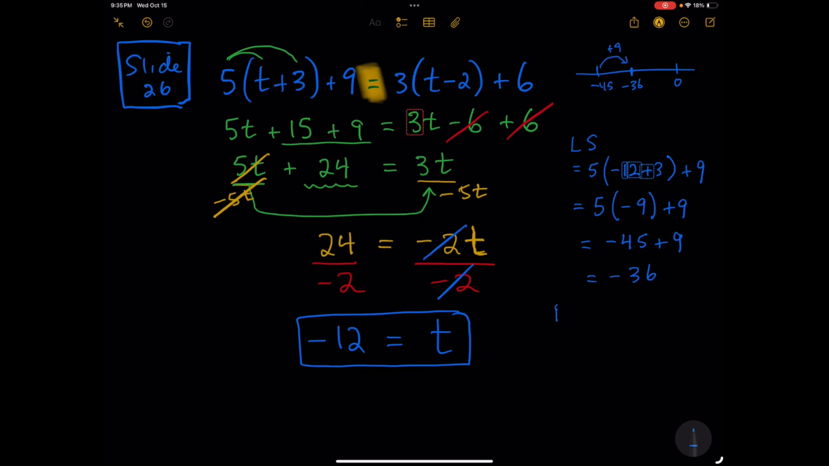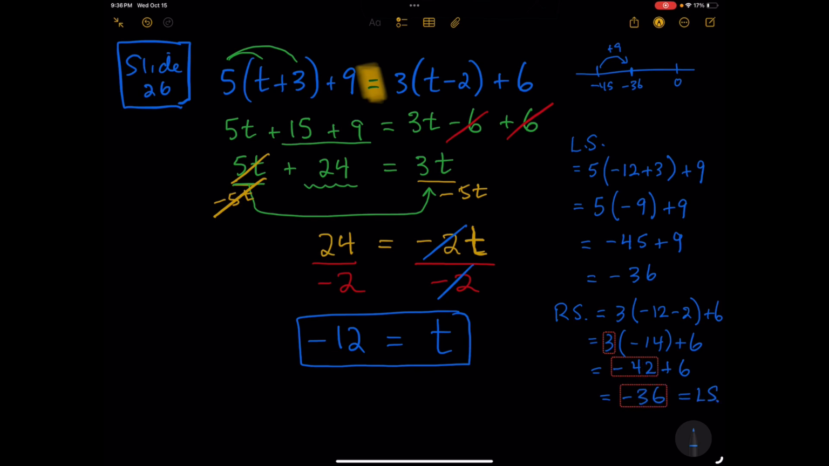Okay, let's look at the right side. I'm sure it's going to work, but this is just showing how confident we are. Negative 12 minus 2 plus 6. Notice I'm doing the left side, and then I did the right side. So this time I've got 3, and in the brackets I got minus 14 plus 6. And that would be negative 42 plus 6, and that equals negative 36 also, which equals the left side. So we know we got this one right.